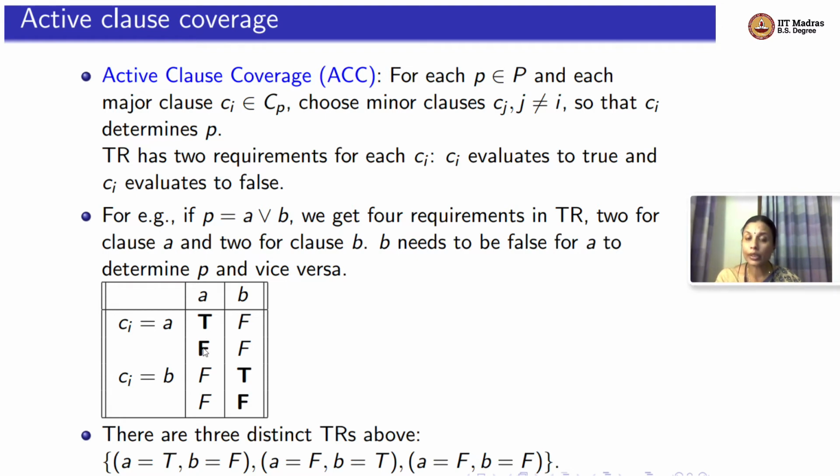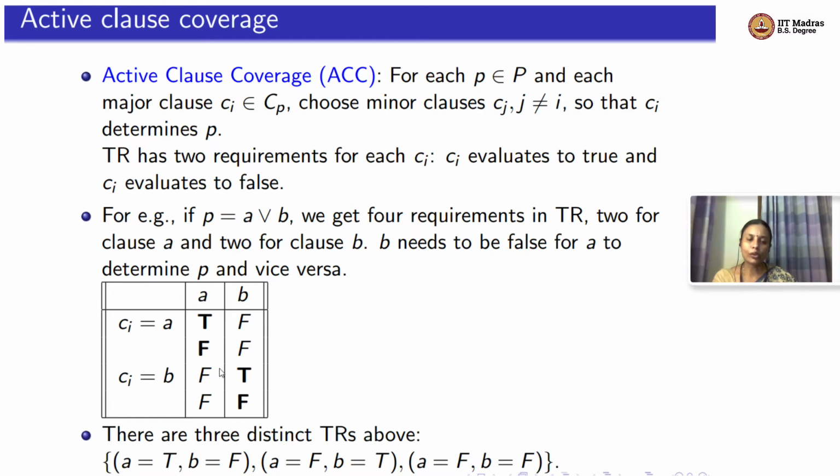For A to determine P, in this example of P equal to A or B, if the truth or falsity of P should change with A becoming true once and false once, the minor clause B should stay false. That's what is given in the last column here. The next option is B becomes the major clause, that is Ci is B. So the bold values against the column for B, true and false, say that B is the major clause, and for B to determine P, A should stay false. So that is what is given here. FF for A means that A is false.